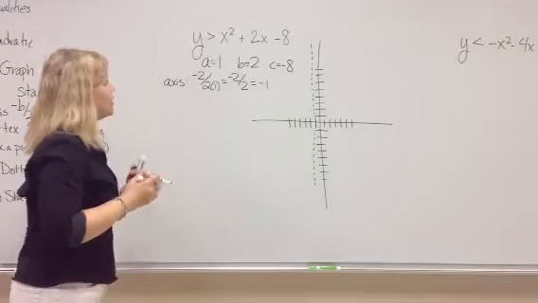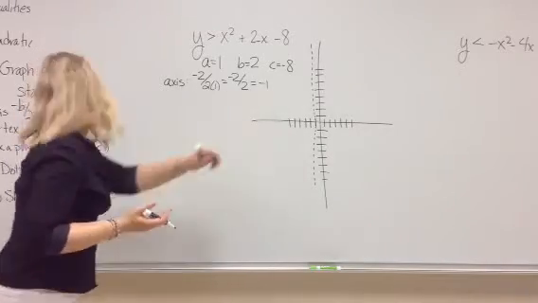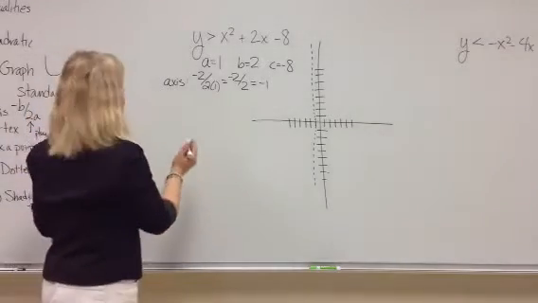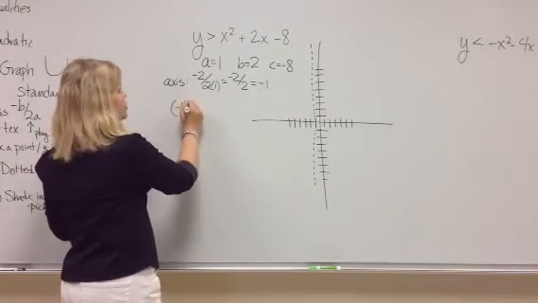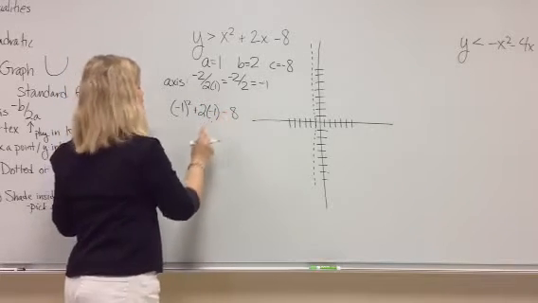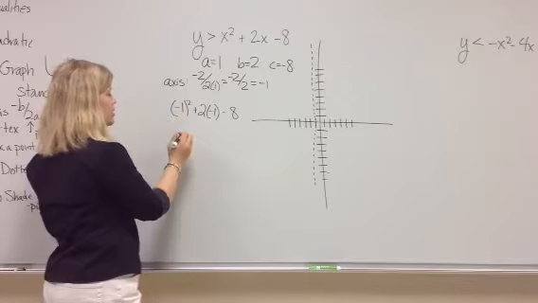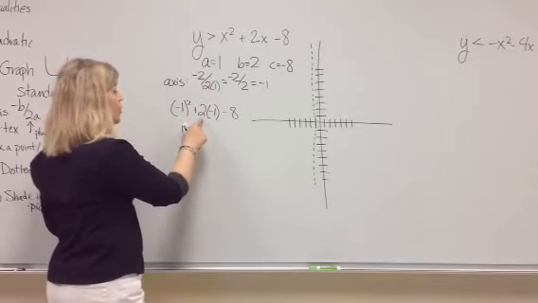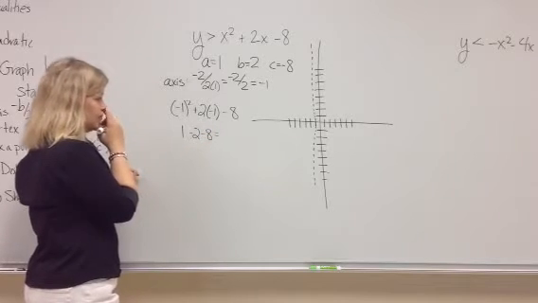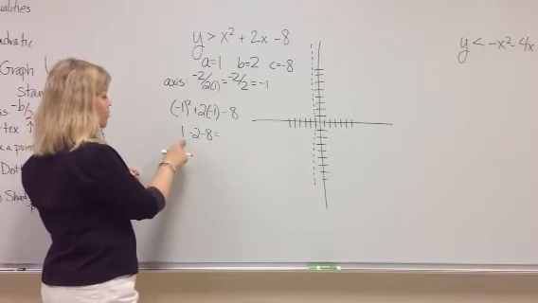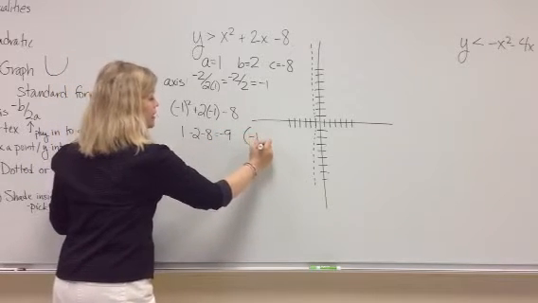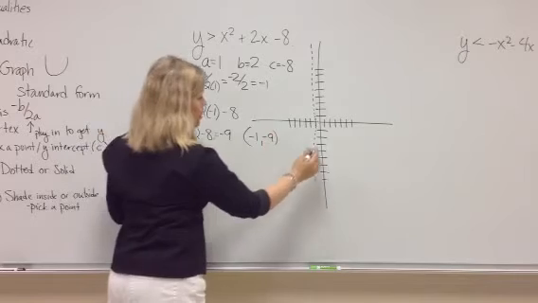Yay. All right, now what do I do? Oh yes, I have to plug that into the equation to get y. So (-1) squared plus 2 times -1 minus 8. What is (-1) squared? Well, that's 1. What is 2 times -1? -2. Then -8. Okay, and so we get 1 minus 2 minus 8, that's -9. So my vertex is actually (-1, -9).